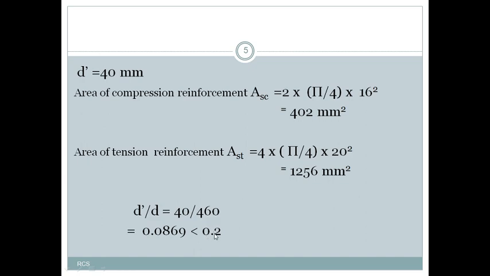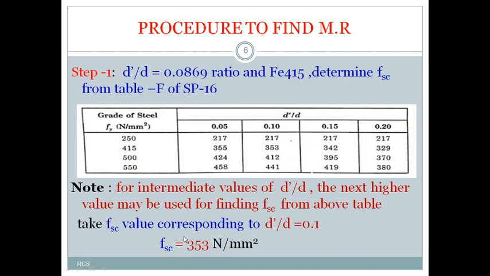If we get this value greater than 0.2, then we go for other methods, like calculating strain from the graph. We have to calculate the corresponding stress, right? So now by calculation we got our d dash by d value as 0.0869, which is less than 0.2. So let us see the steps of the procedure to find the moment of resistance. In that, the first step is, by knowing the d dash by d ratio and grade of steel, we have to determine the fsc. So in this problem, the d dash by d ratio value is 0.0869 and the grade of steel given is Fe 415. From Table F of SP16, SP means Special Publication 16, related to RCC design.